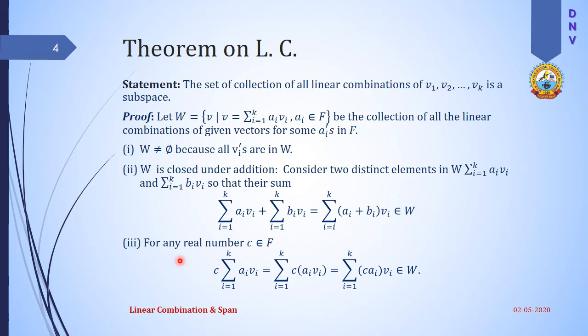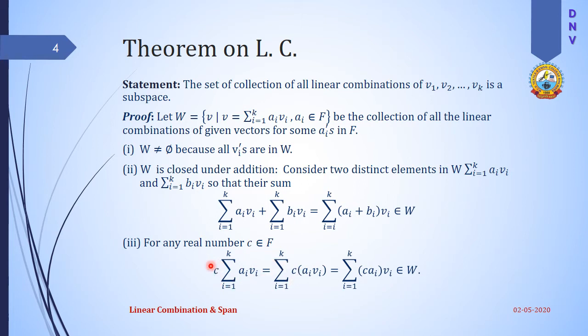In order to see that all three criteria are preserved, we have to take a real number c in F, so that we can take the element summation aivi and multiply it by c, and if we could find it to belong to the set W, then we can say that the third condition is also satisfied.